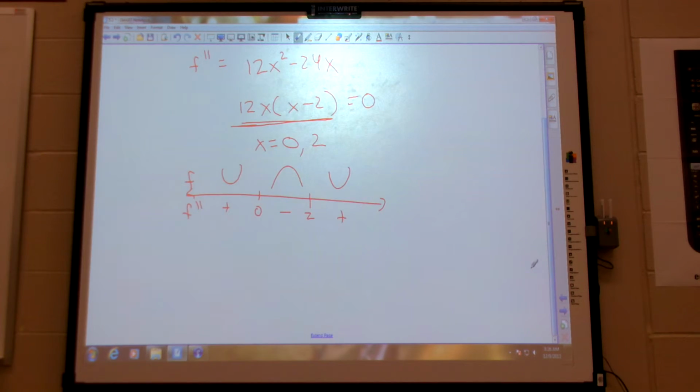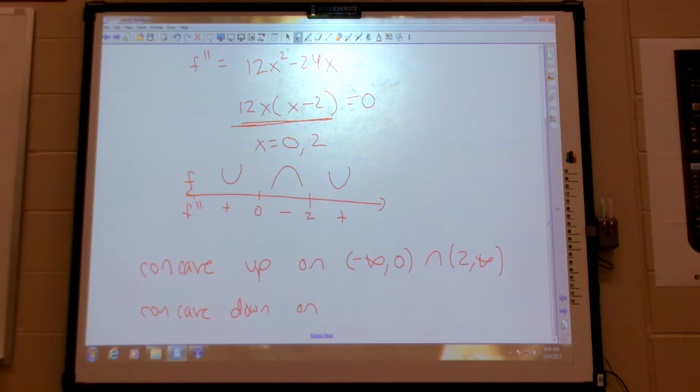So let's write that up. Concave up on negative infinity to 0 and 2 to infinity. Concave down on 0 to 2.